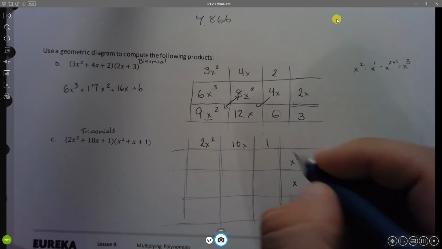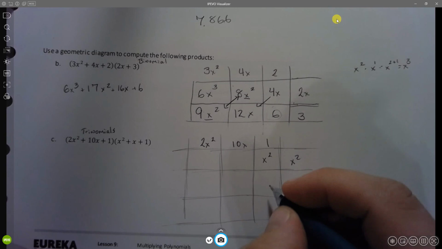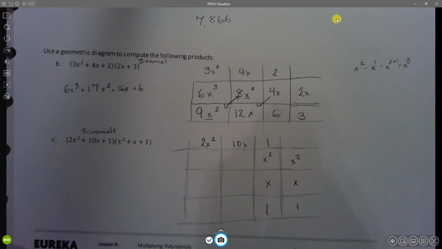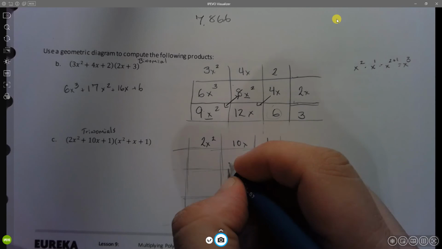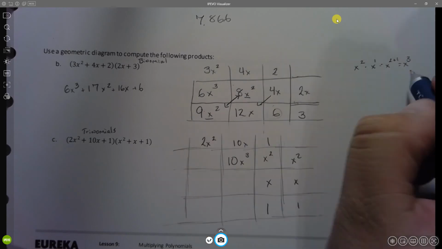Now we go. So x squared times 1 is just x squared. X times 1 is just x. 1 times 1 is just 1. You'll see how this all can work out any way you want to. X squared times 10x. So 10 times 1 is 10. X times x squared is going to be x cubed. Same concept we had up here.